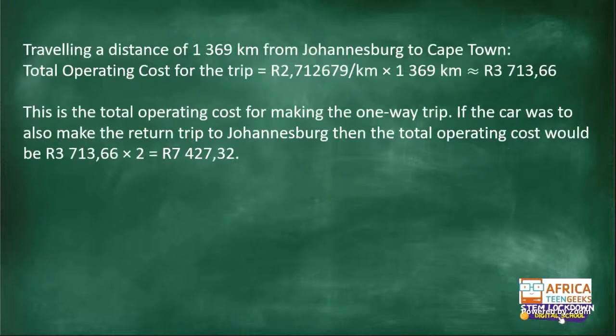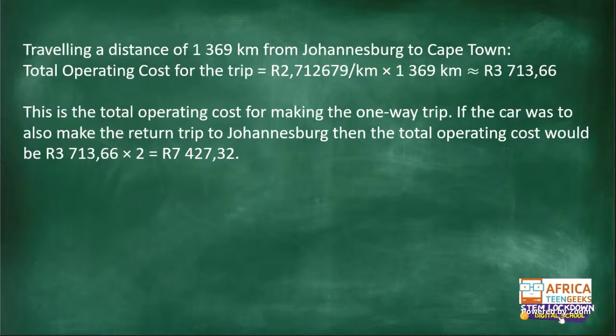So if you are traveling a distance of 1,369 kilometers from Johannesburg to Cape Town, your total operating cost for the trip will now be 2.712679 multiplied by the number of kilometers, and the answer will be 3,713 rand and 66 cents. This is the total operating cost for the one-way trip. Remember, that is just a one-way trip from Johannesburg to Cape Town.